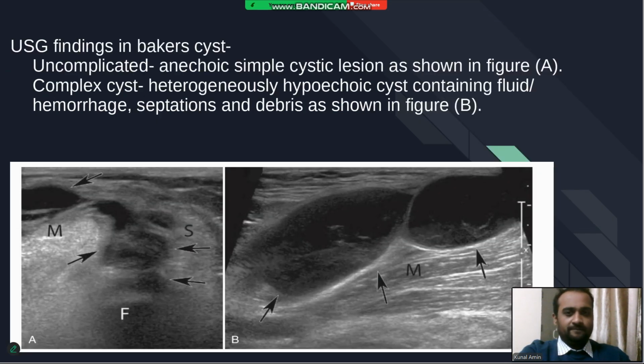to the calf. The ultrasound findings of a Baker cyst are: in an uncomplicated cyst, it shows an anechoic simple cystic lesion, which is seen in figure A, and in a complex cyst, it shows a heterogeneously hypoechoic cyst containing fluid or hemorrhage, septations, and debris, as shown in figure B.